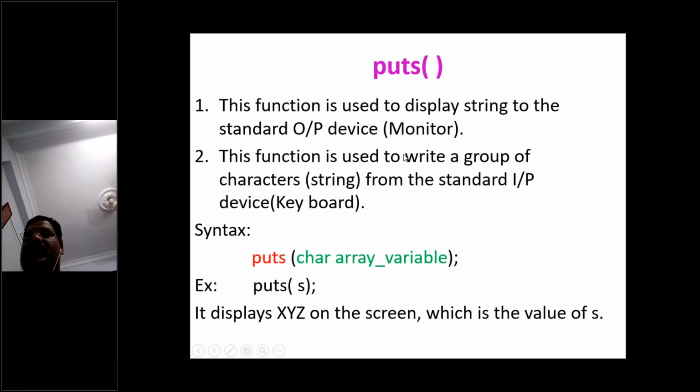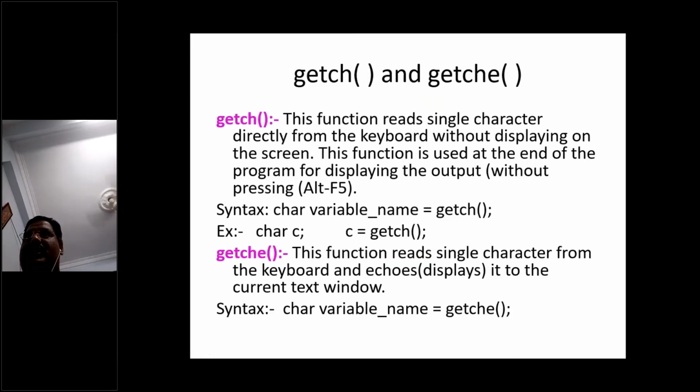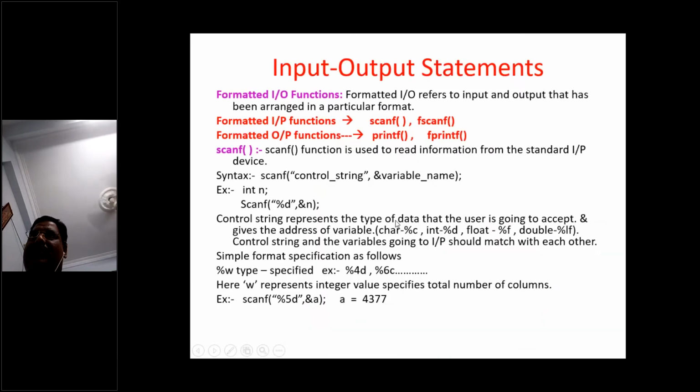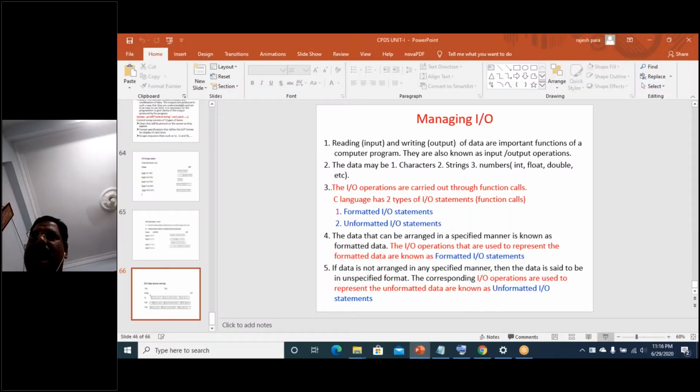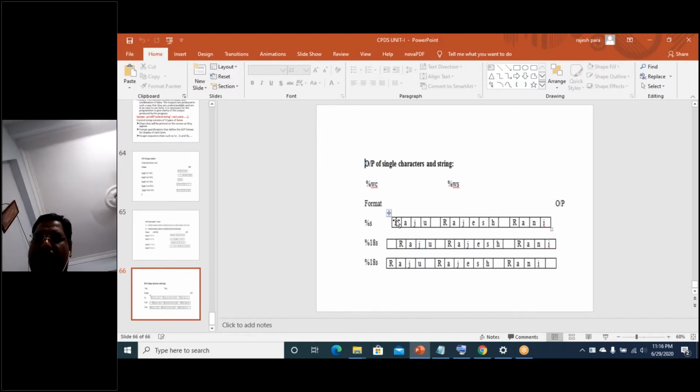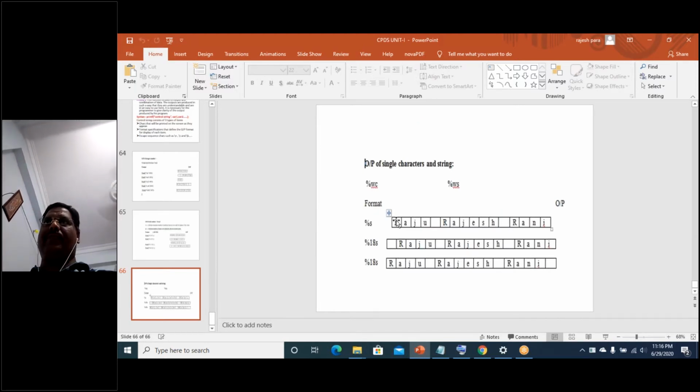Next, getch and getche: both functions can read a value. getch only reads the value, whereas getche reads the value and at the same time displays, or echoes, the value as well. That is the main difference between getch and getche. There are also a few character set functions. Input and output statements like printf and scanf we have already discussed, and we have also seen using the width.